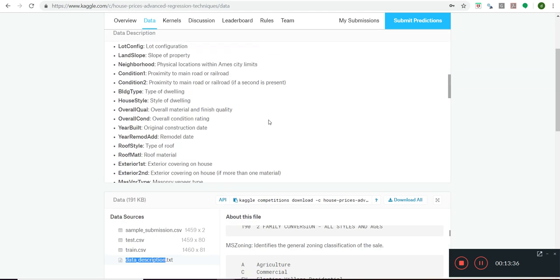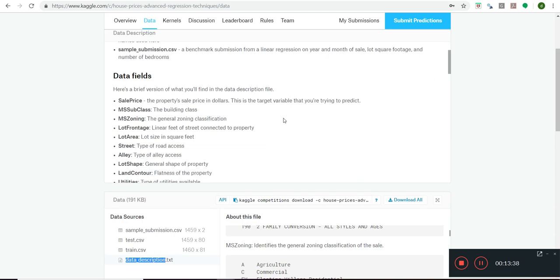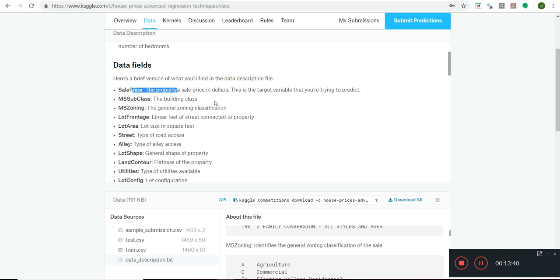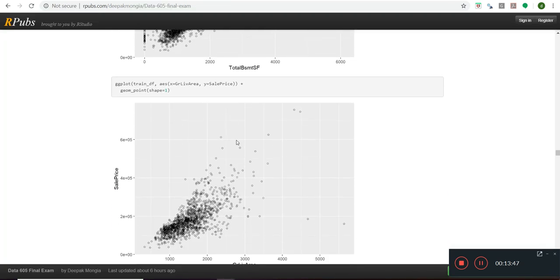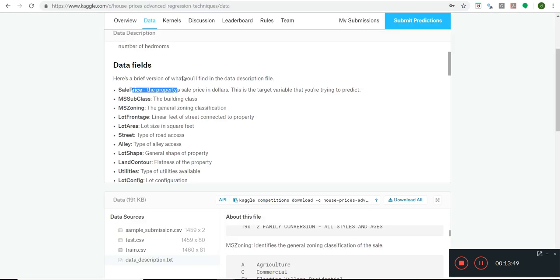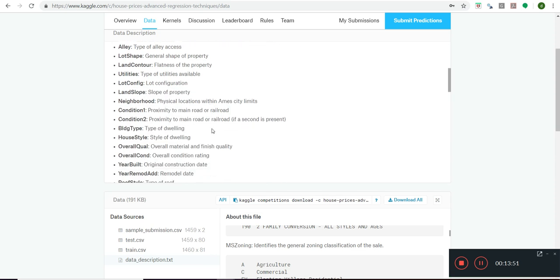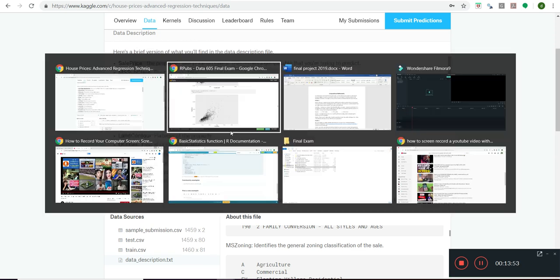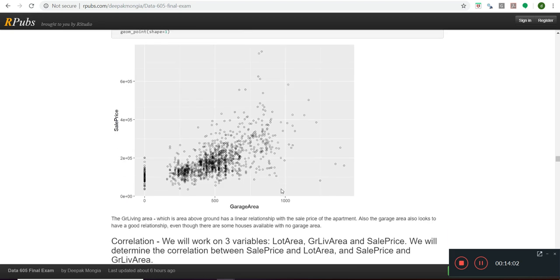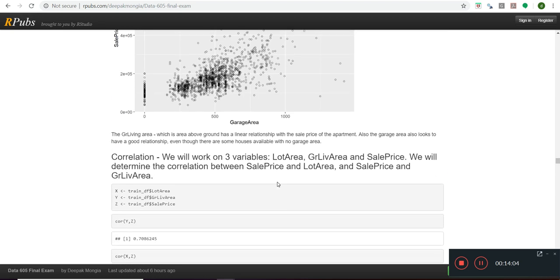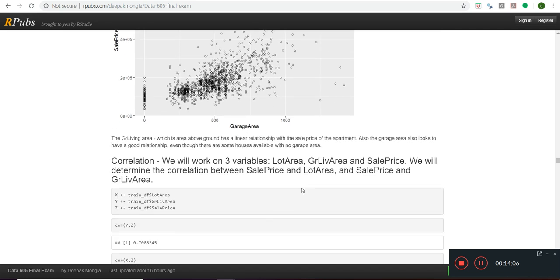So this is our description, like all the variables have been defined here. We can probably use this to understand what all of these variables mean. So now moving forward. Okay, so this is between the GR living area, which is the living area above ground, versus the sale price. So it looks like sale price is highly dependent on the living area above the ground. This is between the garage area and sale price.